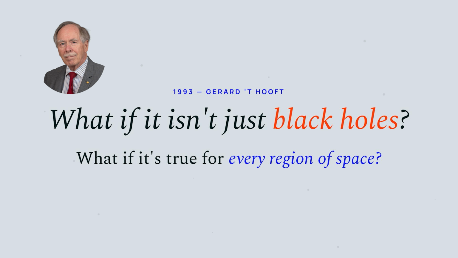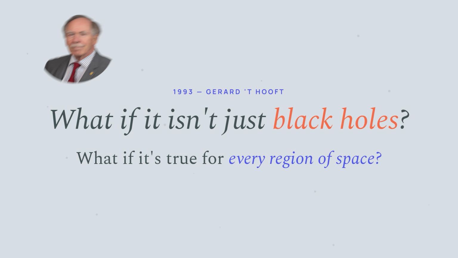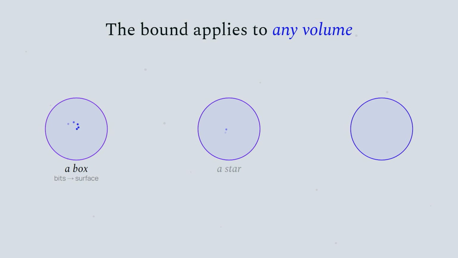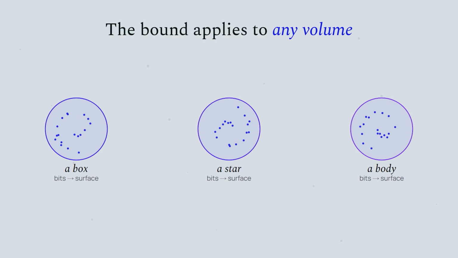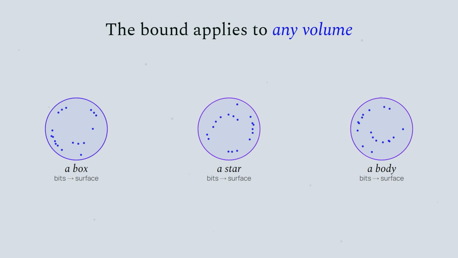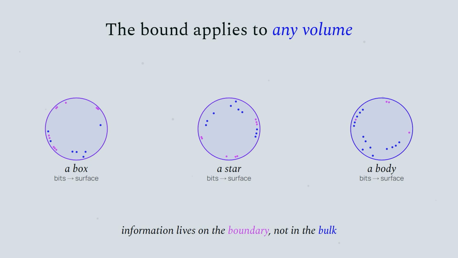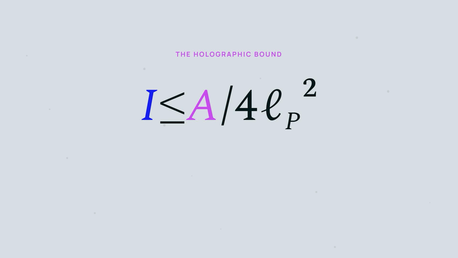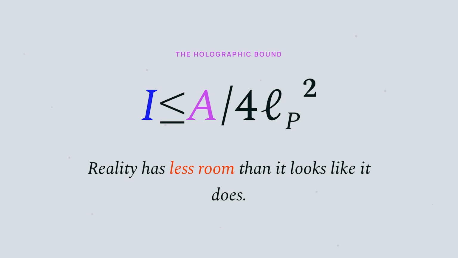In 1993, the Dutch physicist Gerard 't Hooft asked the next obvious question. What if this is not just a fact about black holes? What if it is true for every region of space? Take any volume, a box, a star, even your own body. The maximum information it can contain is bounded by its surface area, divided by 4 Planck lengths squared. Information is less than or equal to area, divided by 4 L Planck squared. That is the bound. Reality, it seems, has less room than it looks like it does.